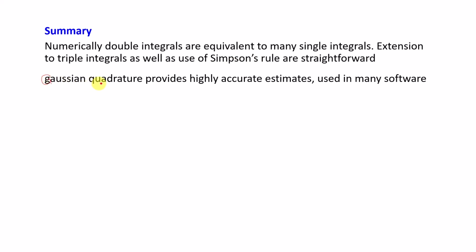Gaussian quadrature is a highly accurate scheme, and that is why it is used in many software. You have already seen it is in SciPy, and SciPy actually takes this package from an old Fortran routine where also this Gaussian quadrature is implemented with very high accuracy. Gaussian quadrature is also used in finite element packages because of its high accuracy.